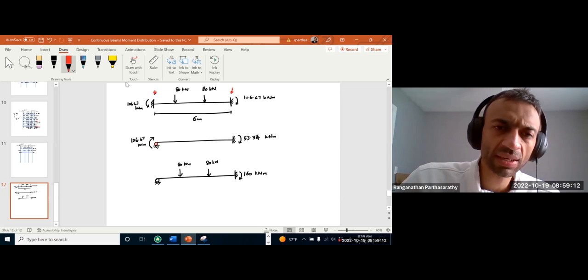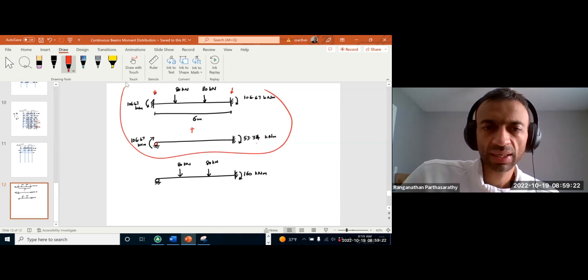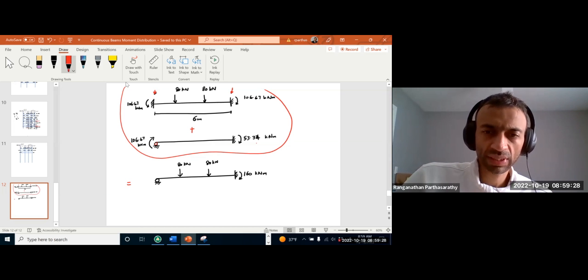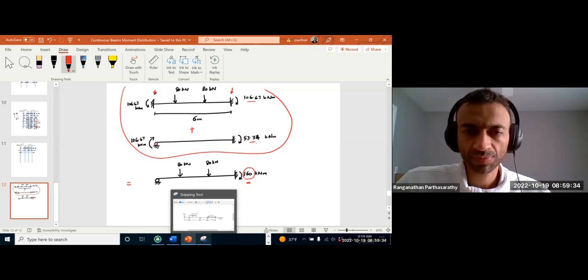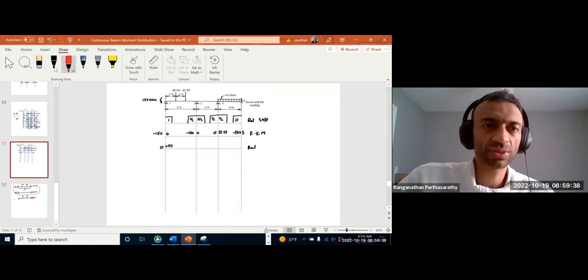So if we apply 106.67 in the opposite direction, half of that will carry over. Now, if we add this plus this, we get our case, which is what we need, right? This is 106.67 and 53.34, so 160. Okay, okay. Thank you. Sure.